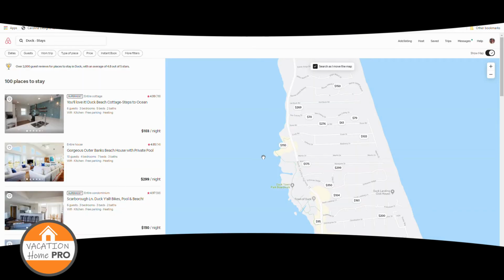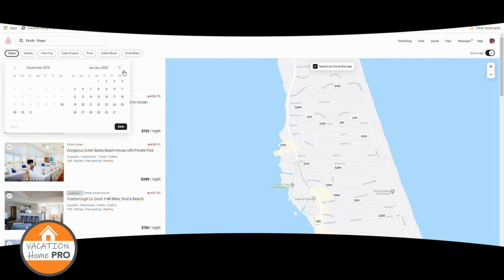So now let's take a look at a third platform, Airbnb. And I've got this set in the same town, Duck, North Carolina, and it shows with no dates available that 100 different places are in their inventory and are theoretically available to stay. Once we add some dates, that number obviously is going to decrease.